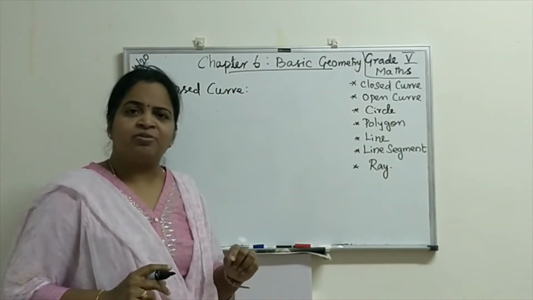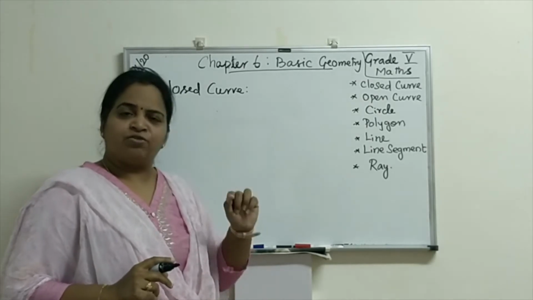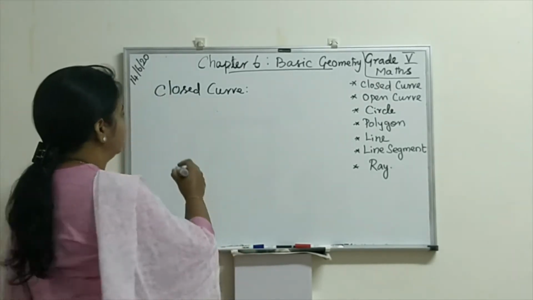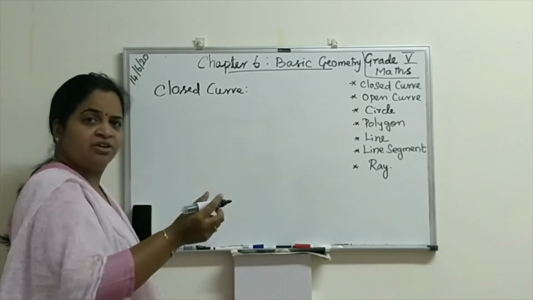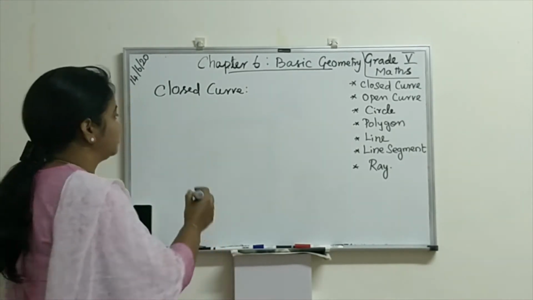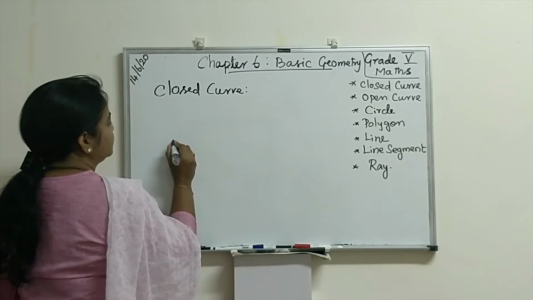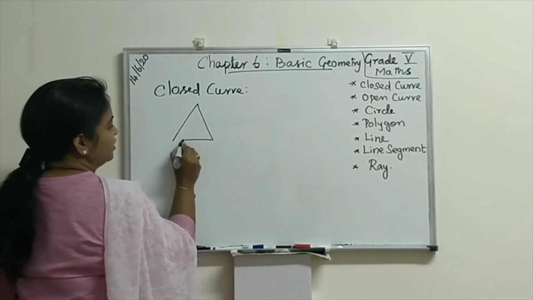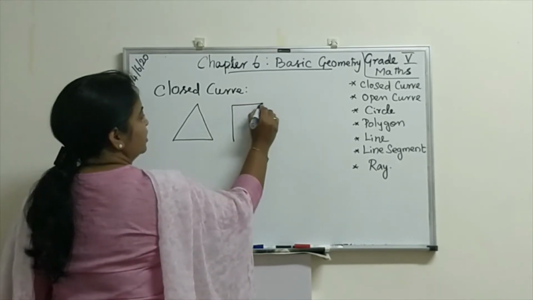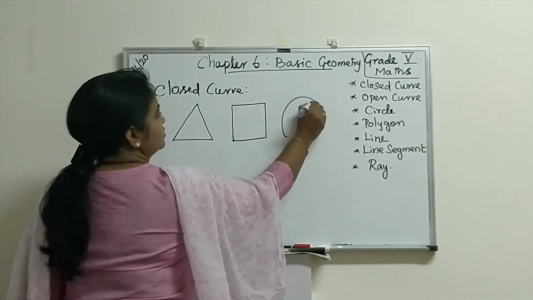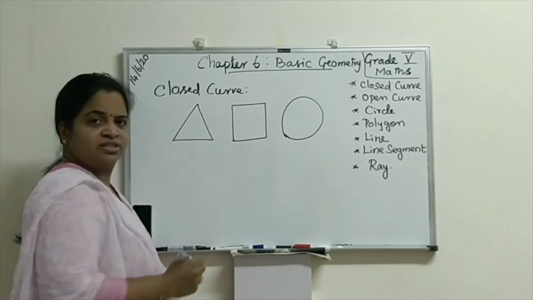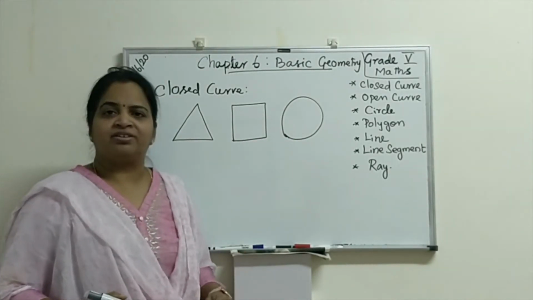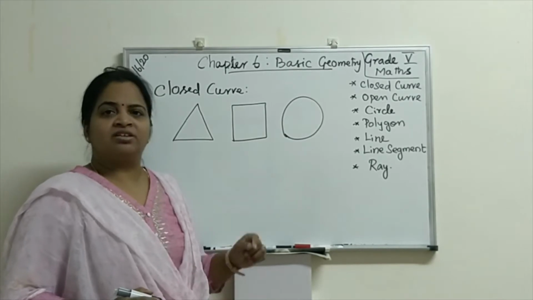Any curve that starts at one point and finishes at the same point. See, any curve or curved figure. Let us see one triangle. It starts here, it finishes here. Rectangle, circle. These are all closed curves, right? It starts and ends at the same point. It is called a closed curve.